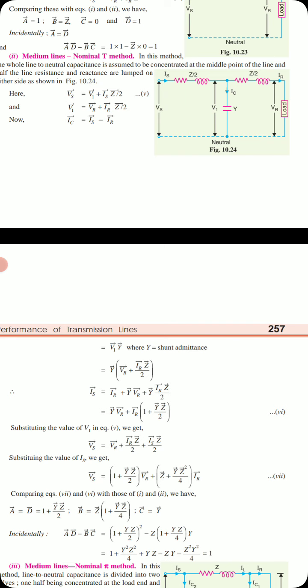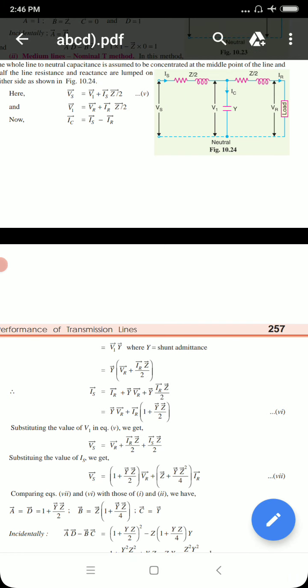Okay. If you compare that, you will get A is equal to D, same as 1 plus YZ by 2. You can see it is multiplied with IR, that is 1 plus YZ by 2, and in the VS equation it is multiplied with VR, 1 plus YZ by 2. So A is equal to D, same as 1 plus YZ by 2. And B is multiplied with IR, so that is Z plus YZ square by 4, or if you take Z as common, Z into 1 plus YZ by 4 as B.